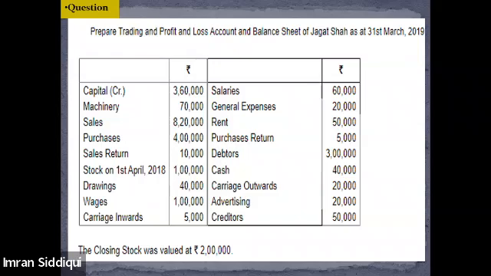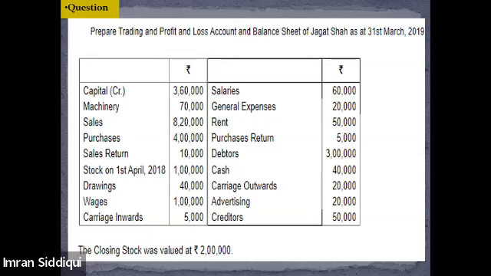So first of all, starting with the capital account, capital credit balance 3,60,000. This is an item which will be shown in the balance sheet. Then we have machinery, again on the asset side of the balance sheet. Sales is a trading account item. Purchase on the debit side of the trading account. Sales return should be adjusted with the sales and recorded in the trading account. Opening stock 1 lakh should be recorded in the trading account as well. And drawing is subtracted out of capital in the balance sheet.